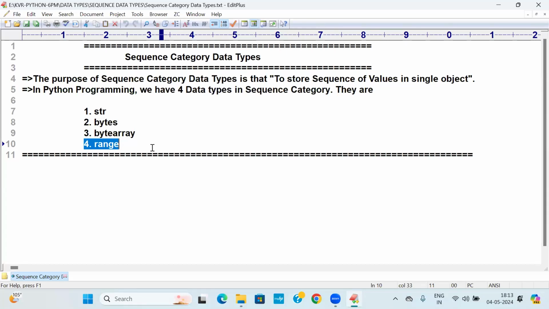int, float, bool, complex, str, bytes, bytearray, range, list, tuple, set, frozenset.